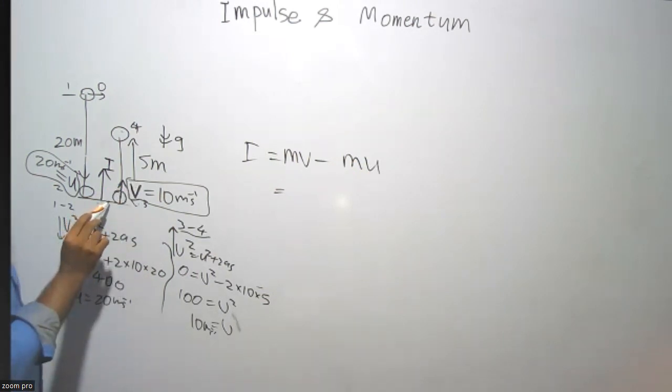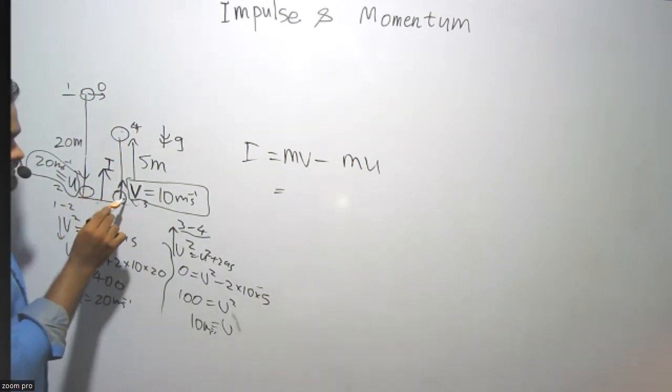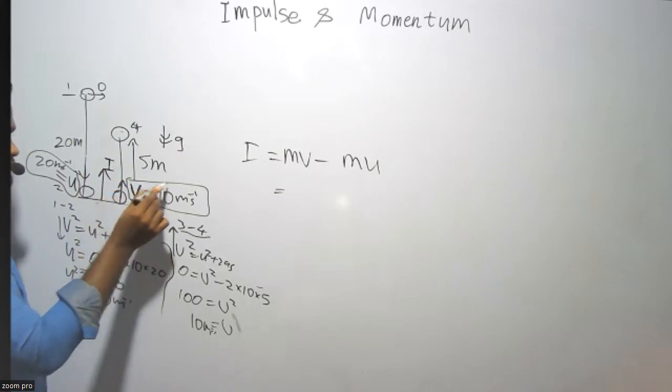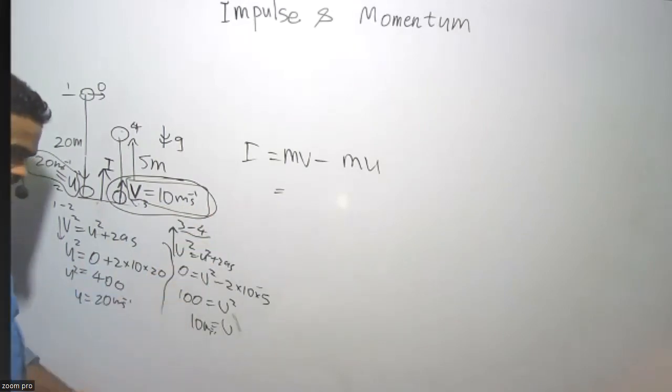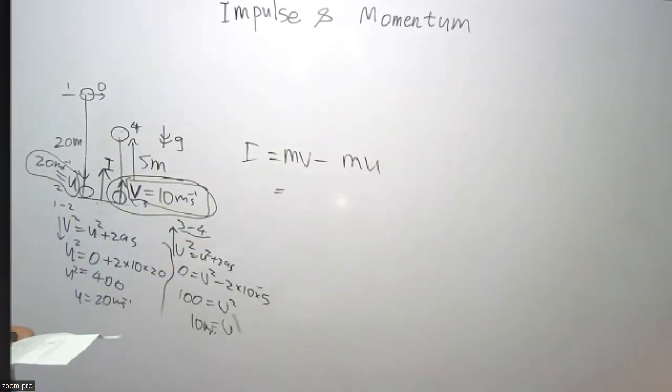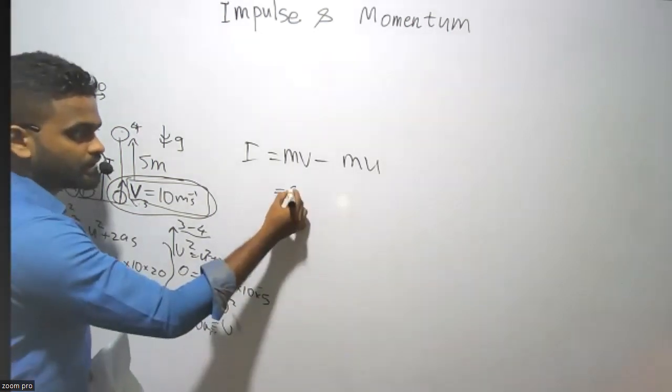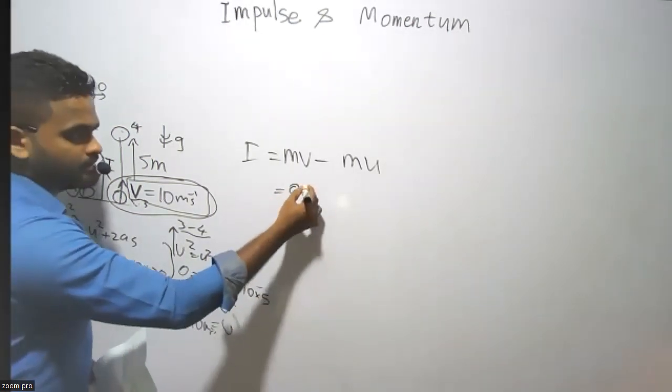Just before it hits the ground and just after it hits the ground. So just after means final. So this is final, right? The mass of the object is 100 gram. I'll put that as 0.1 kilogram. 100 gram means 0.1 kilogram, right?